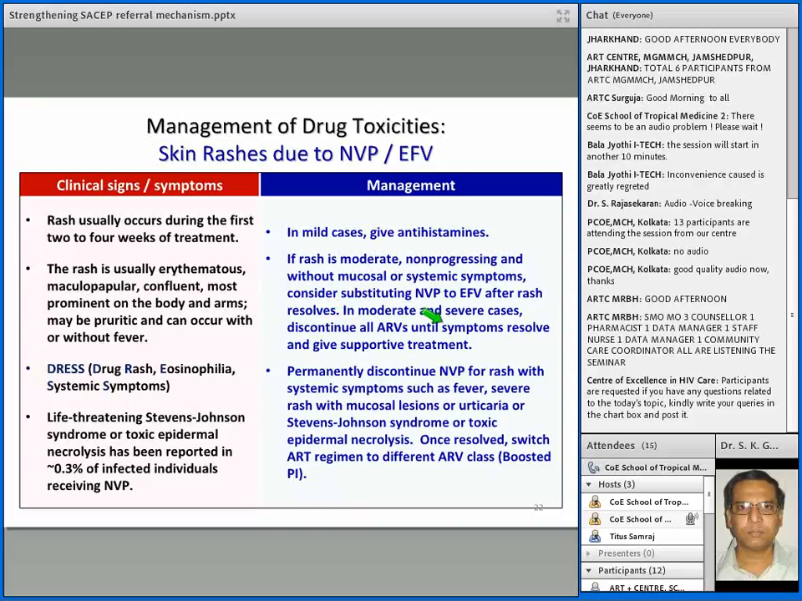In moderate and severe cases, discontinue all antiretrovirals until the symptoms resolve and give supportive treatment. In case of severe rashes, you need to permanently discontinue nevirapine for rash with systemic symptoms such as fever, severe rash with mucosal lesions or urticaria, or SJS or TEN. Once resolved, switch ART to different ARV classes. In our program, we are switching to boosted PIs like boosted atazanavir or boosted lopinavir. So this is all about the rash.